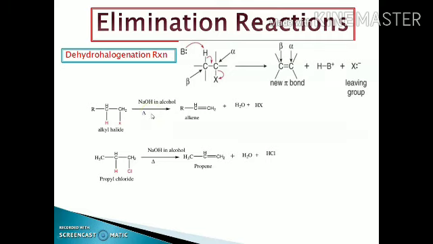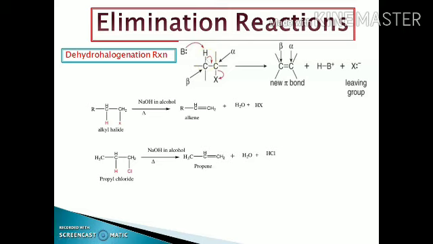What is the beta carbon atom? The alpha carbon atom is the carbon atom which is directly attached to the functional group. It means the beta carbon atom is just next to the alpha carbon atom. In this case, the halogen group is attached to this carbon atom, so this is the alpha carbon atom and the next carbon atom is the beta carbon atom. A hydrogen atom attached to the beta carbon atom is known as the beta hydrogen atom.